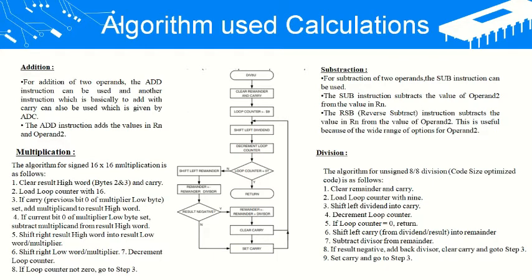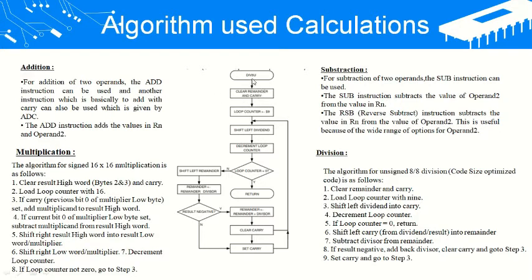For addition of two operands, the ADD instruction can be used, and another instruction, which is basically to add with carry, can also be used, which is given by ADC. For the subtraction of two operands, the SUB instruction is used. For reverse subtract, we use the RSB command. And for signed 16 by 16 bit multiplication, this is the step I have followed. And for unsigned division, this is the procedure.